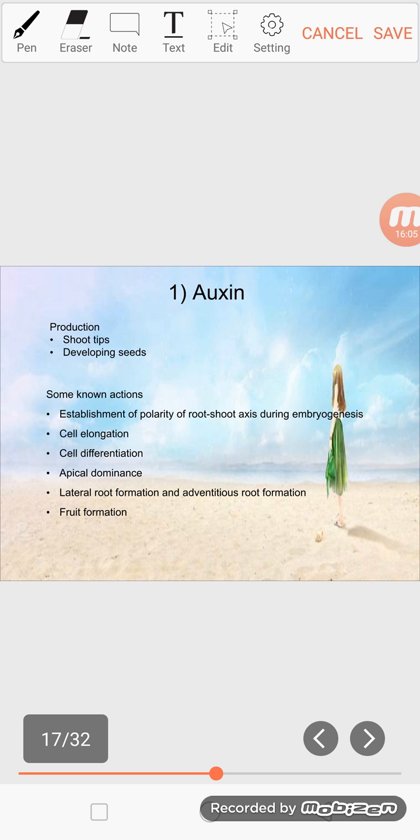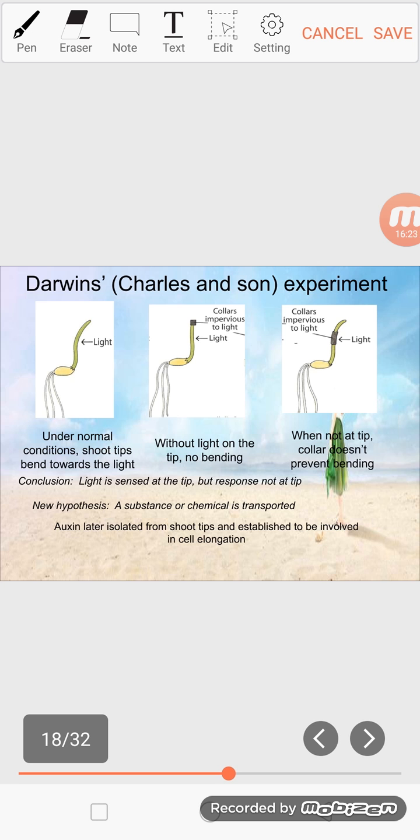Let's tengok the first one is auxin. Okay, so what you have to remember is production dia dengan effect dia tu dekat mana. Okay, so for auxin, production dia adalah dekat shoot tips and also banyak dekat developing seeds. Okay, so this is the experiment by the Darwins, which is Charles dengan anak lelaki dia. So dia buat apa tau? Dia buat eksperimen. Dia kata okey, ada satu pokok ni, pokok bin kacang ni lah.